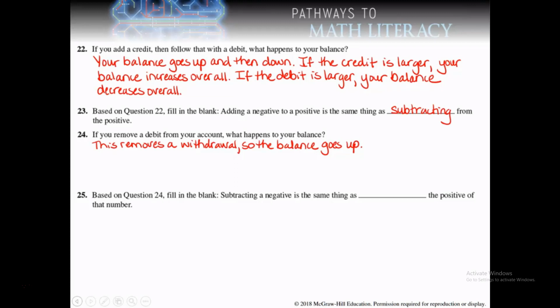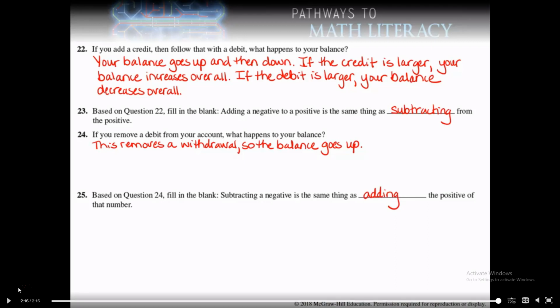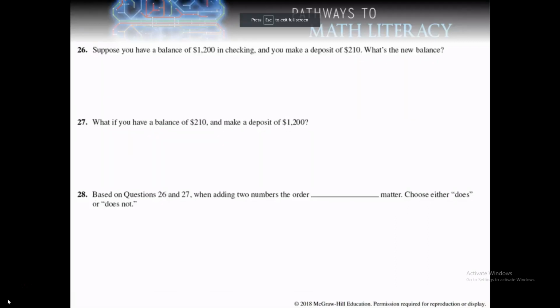Here we're still looking at some different things that can happen when you add and subtract with positive and negative numbers. In 26, suppose you have a balance of $1,200 in your checking account and you make a deposit of $210. Well, that means now you have $1,410. In 27, what if you have a balance of $210 and then you make a deposit of $1,200? Well, you're still going to have $1,410. In 28 then, that tells us that when you add two numbers, the order does not matter.